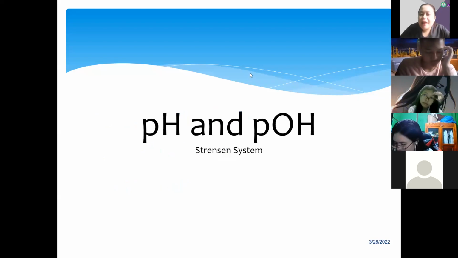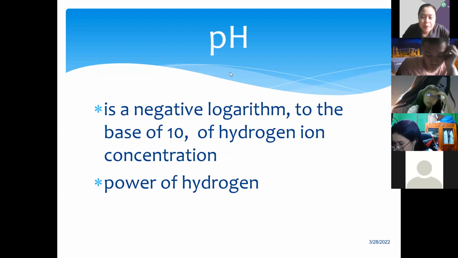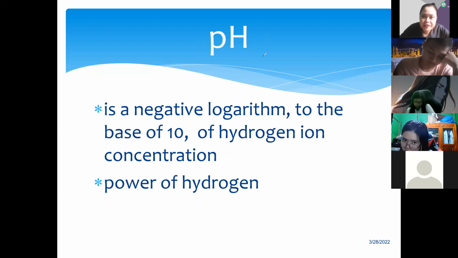Okay? Now, let's talk about pH and the POH according to the Sorensen system. Kapag sinabing pH class, ano ba meaning ng pH? pH means power of hydrogen. Okay? Again, that's the meaning of the pH, power of hydrogen. Now, how do we compute for this? This is actually pH is equal to the negative logarithm of the hydrogen ion concentration.